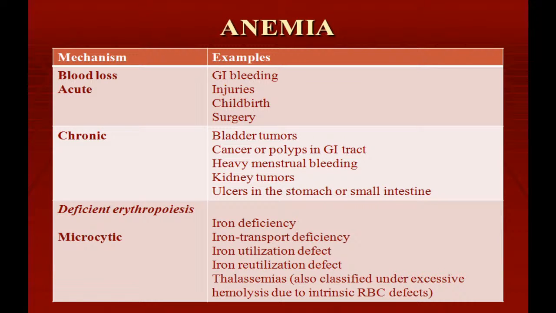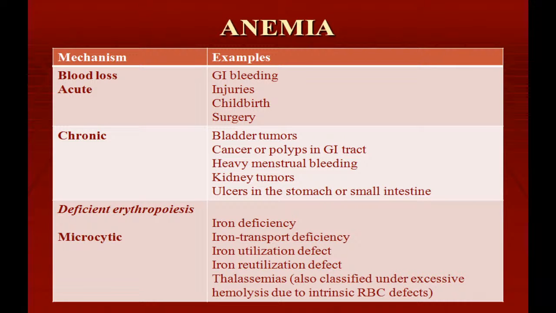So besides blood loss, we spoke before about deficiency of erythropoiesis. When we see deficient erythropoiesis, more often we see the microcytic form of anemia, and the main examples are iron deficiency or different problems with iron metabolism in the organism. It can be due to iron deficiency, iron transport deficiency, iron utilization defect, iron reutilization defect, so different variants of disorders of iron metabolism in the human organism.